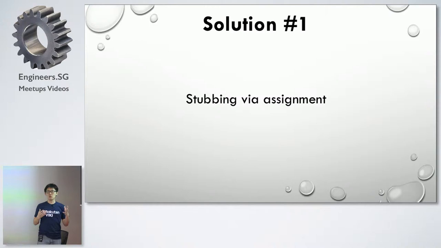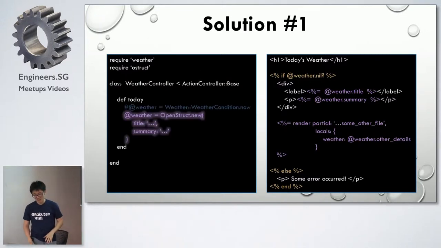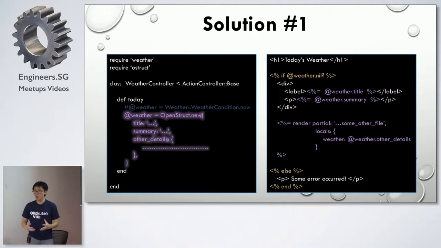The first solution that I looked at for stubbing is stubbing via assignment. So this is the code we had just now. I'm sure most of us who have done this before just comment out some code and then assign some data to some variable. This works if the data that you are stubbing is very simple. But what if the data that you're trying to stub is, let's say, some nested hash or some array of hashes in this hash again? So you end up writing a lot of code just to stub code.